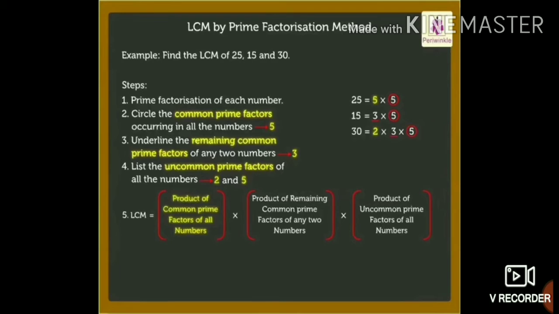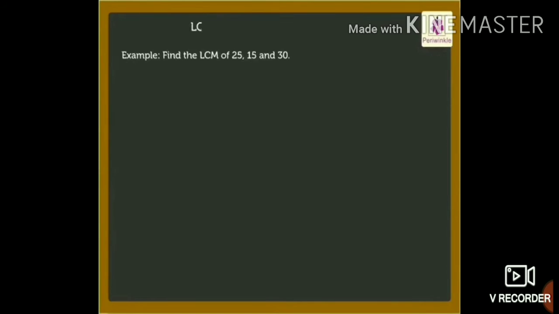Now you have to find the product. First, the product of the common prime factor of all the numbers: all three numbers have the common factor 5. Then the product of the remaining common factor, which is 3. Next, the product of the uncommon factors, which are not common to all three numbers. So the common factor is 5, the next common factor in two numbers is 3, and the uncommon factors are 2 into 5.